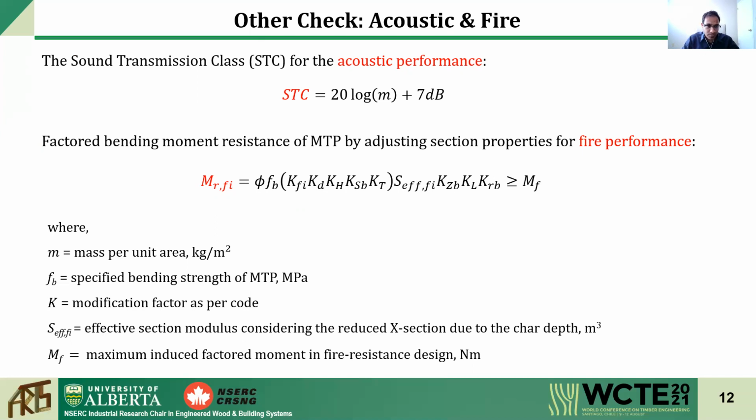And for the fire performance, the factored bending moment resistance of MTP, by adjusting the section properties for fire performance, can be calculated from this equation. Here you can see FB is our specified bending strength and SE is the effective section modulus, considering the reduced cross section due to the char layer. And this moment needs to be larger than the maximum induced factored moment in fire.